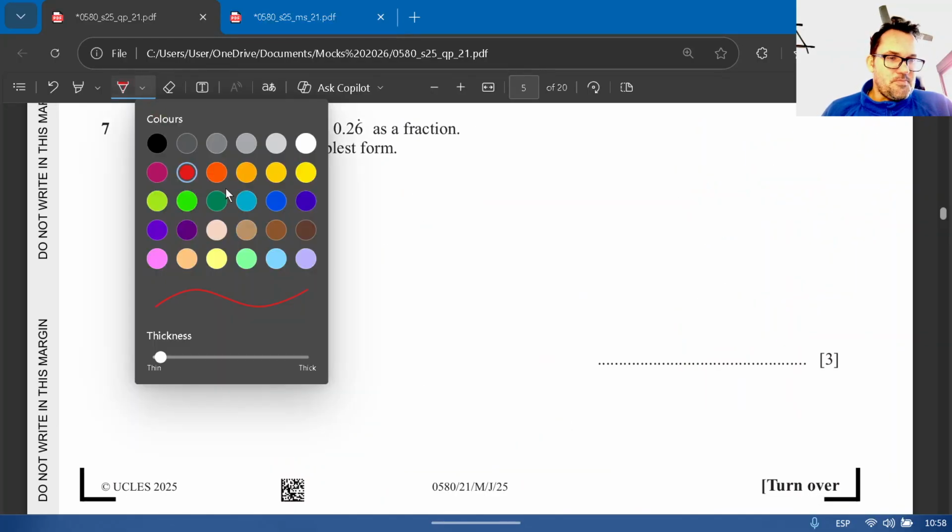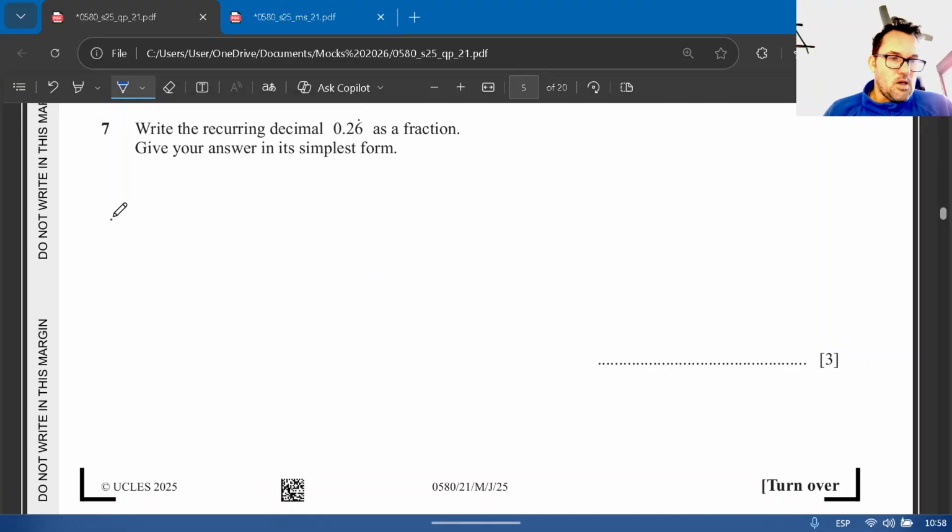Question 7. Right, 0.26 recurring as a fraction. Give your answer in the simplest form. This is when you have to do that little bit of algebra. First we say, well, x, we make 0.26 recurring. Remember, it means 0.2666. That's what the little dot is.